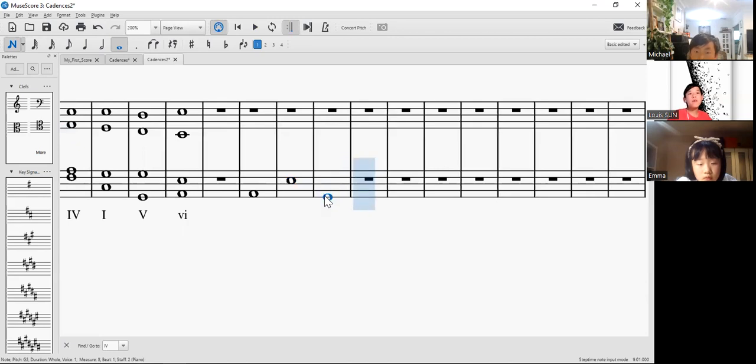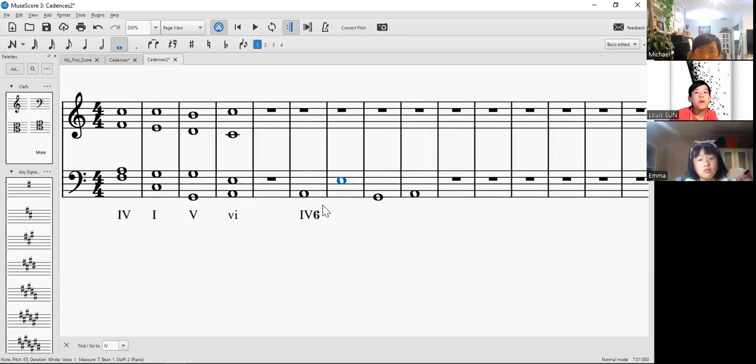What did I do wrong? 5, 6. We just add the chord notes in. 4, 6. No, wait, what did I do wrong? No, we're not going to use 4, 6 there. We're going to use 4. But you can use 4 to 6 there if you want to as well.